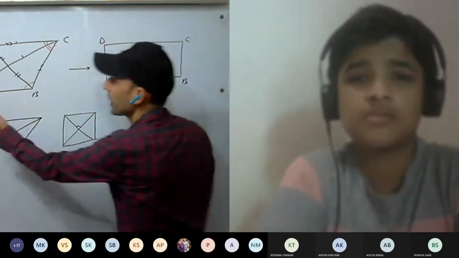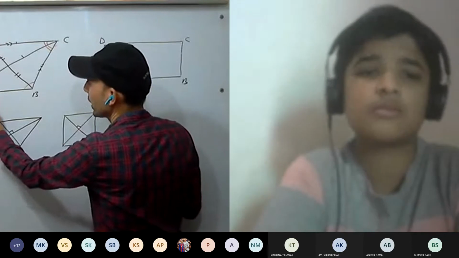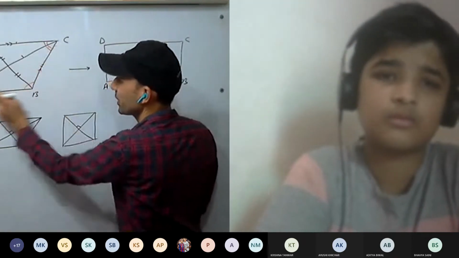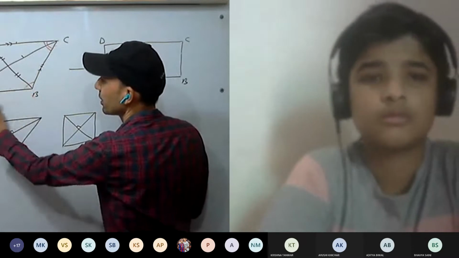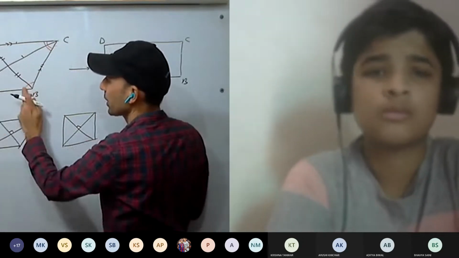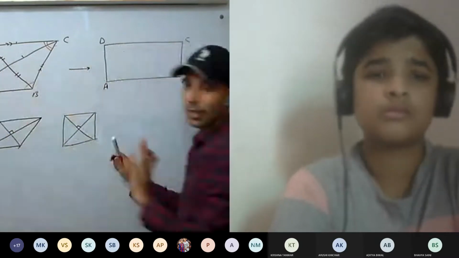See here, if I'm making this angle 90 degree, now the opposite angle also becomes 90 degree. And what about adjacent angles? Their sum is 180 degree. If this is 90, this will become 90 degree. All the angles will become 90 degree.